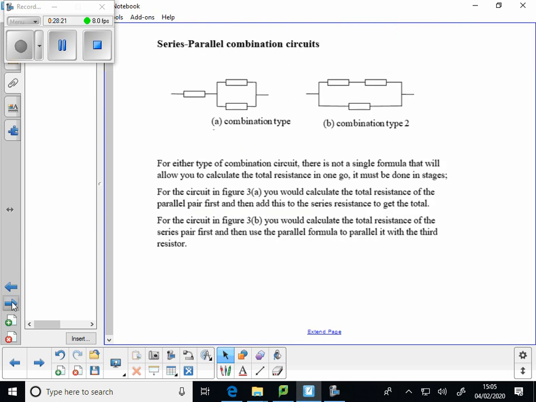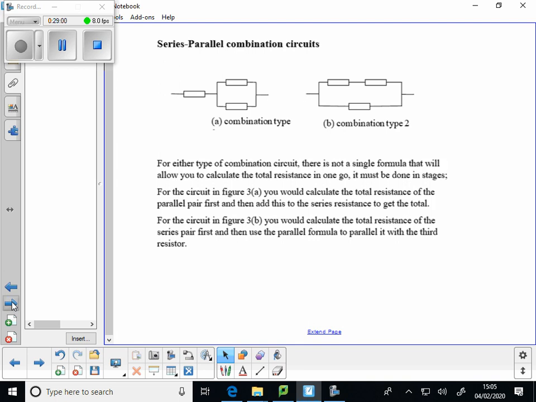Then we get to the point where there are two different ways that we could have what's called a combination circuit, where we've got both series and parallel. The first one, combination type A, is where we've got one resistor in series with two other resistors that are in parallel. And in the second basic type, we've got two resistors in series, and those two are in parallel with a third.